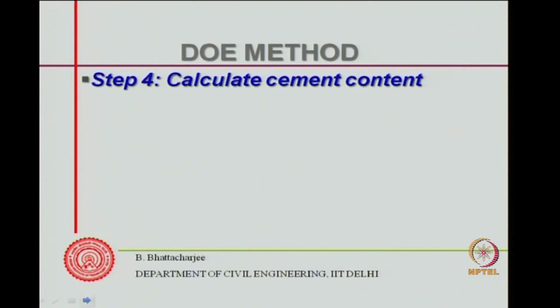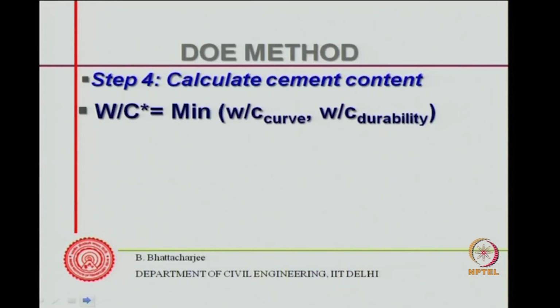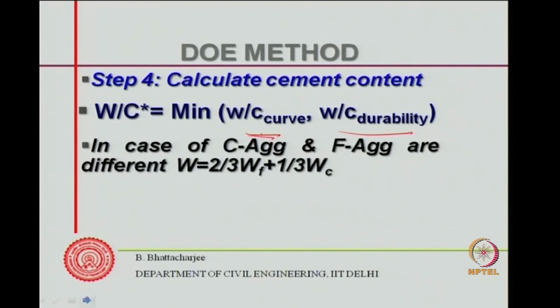Then calculate the cement content. Water cement ratio should be the minimum of the water cement ratio from the curve and the water cement ratio from durability. So again, if this was 0.45 and this is 0.5, I will choose 0.45 only.